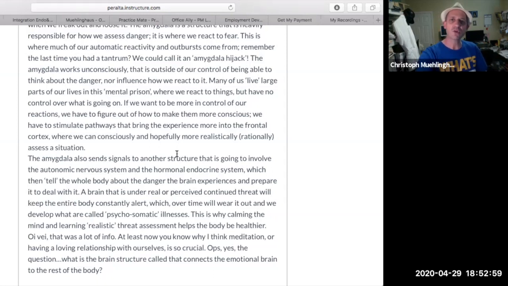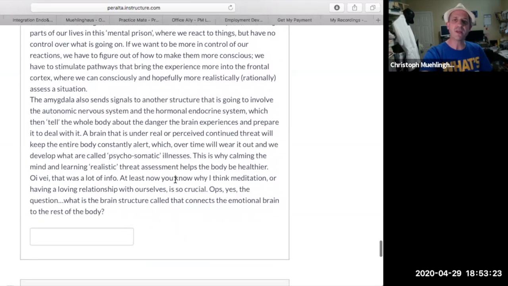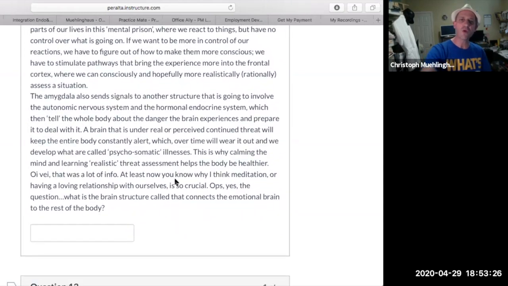The amygdala works unconsciously, that is, outside of our control of being able to think about the danger nor influence how we react to it. Many of us, unfortunately, live a large part of our lives in that mental prison where we react to things but have no control over what is going on. If we want to be more in control of our reactions, we have to figure out how to make them more conscious. We have to stimulate pathways that bring the experience more into the frontal cortex, where we can consciously and hopefully more realistically assess the situation.